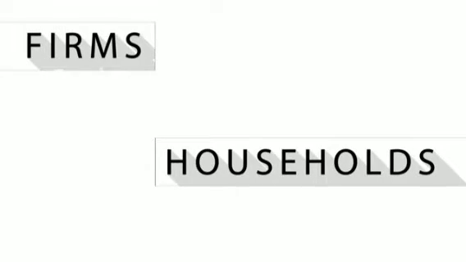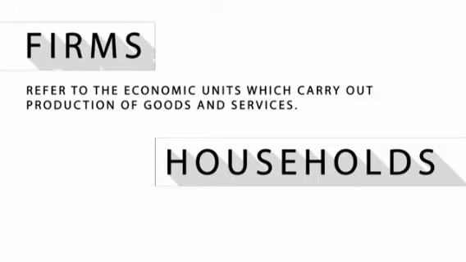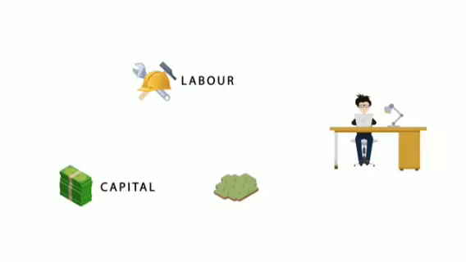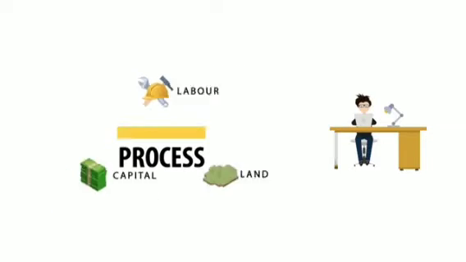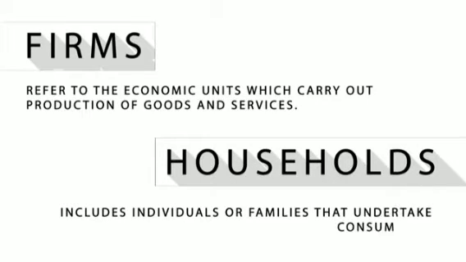Assume there are two entities, firms and households. Firms refer to the economic units which carry out production of goods and services. These are run by an entrepreneur who hires labor, employs the service of capital and land, and undertakes the task of production. While households include individuals or families, who undertake consumption.